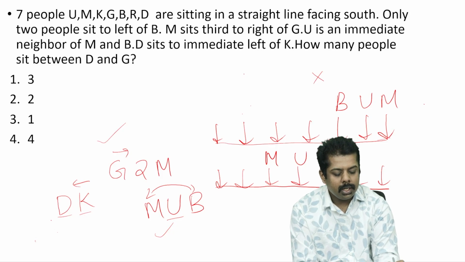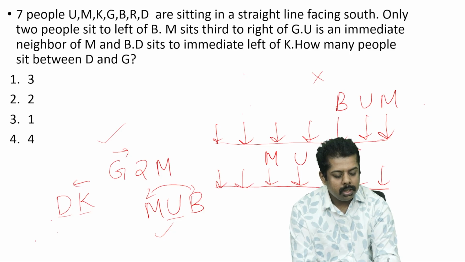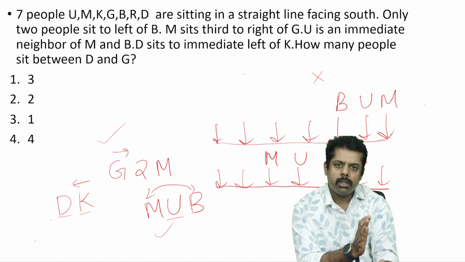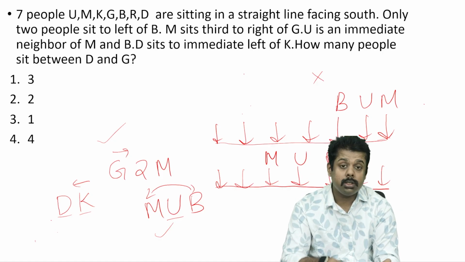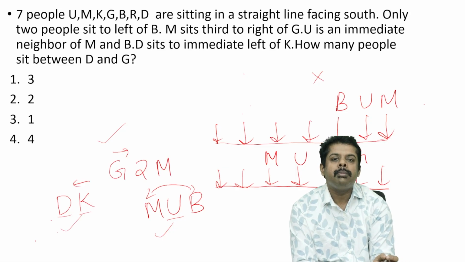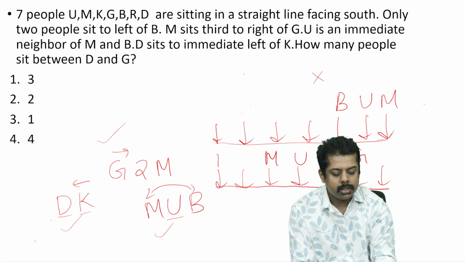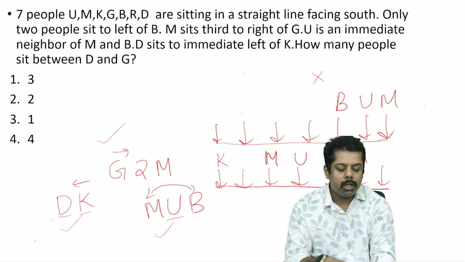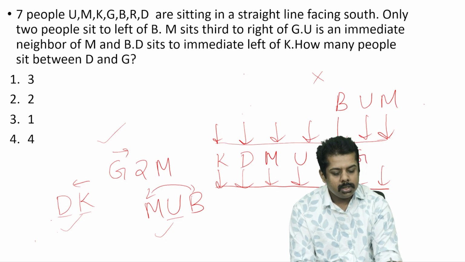The second case we can fix it. In the second case it is possible. If you're fixing G here, we can directly relate this point that M sits third to the right of G. So in the second case it is possible, but in the first case it is not. Now we have another point to fix, that K sits to the immediate left of D. So that is easy in the second scenario. Just place K in the extreme part, then D has to be seen. So almost we have fixed the scenario.